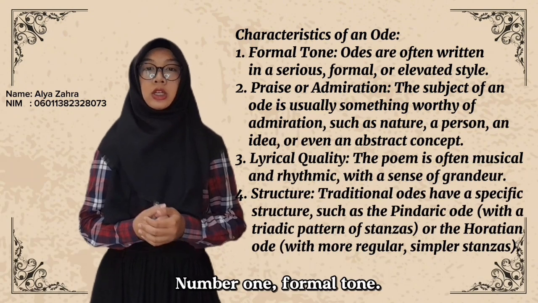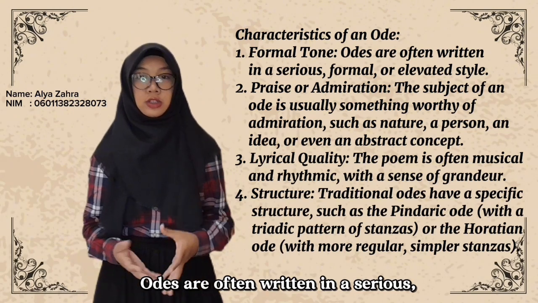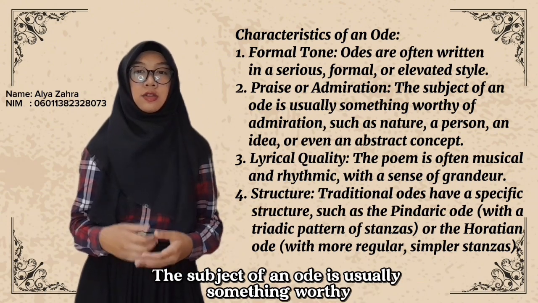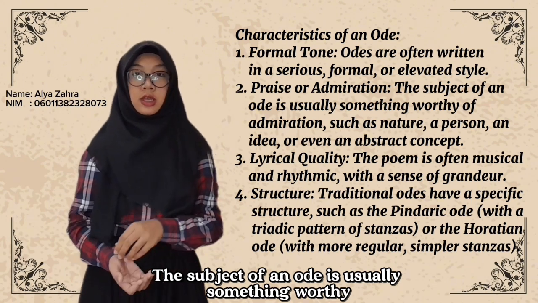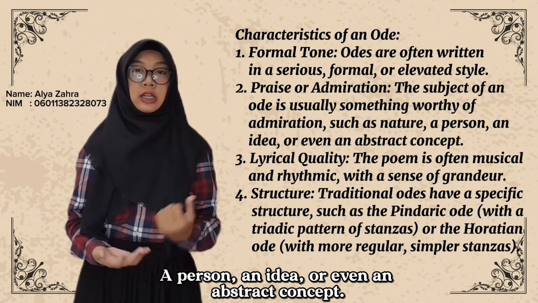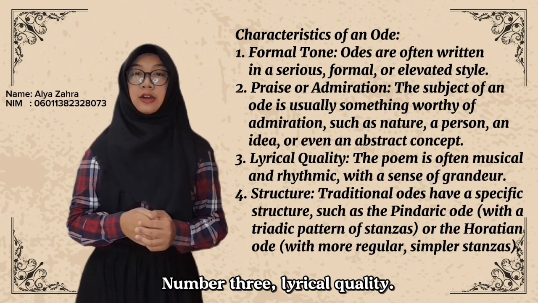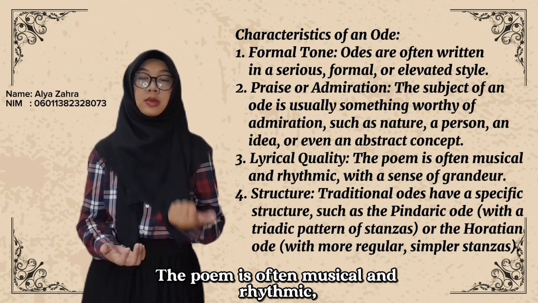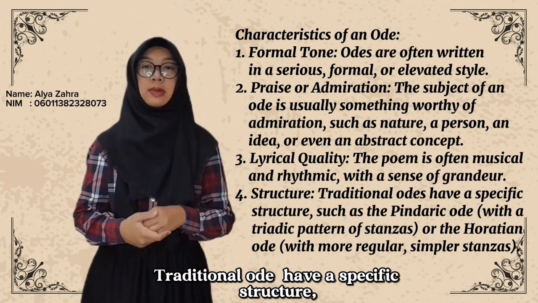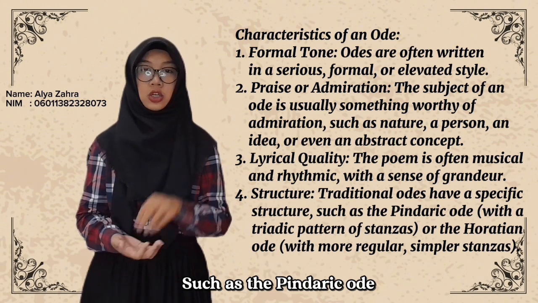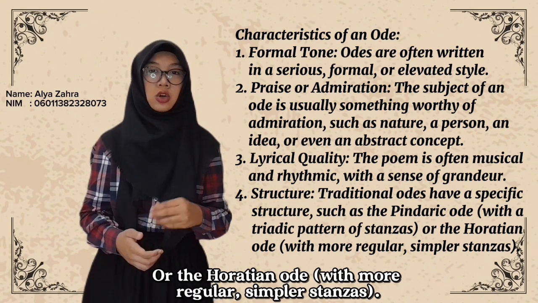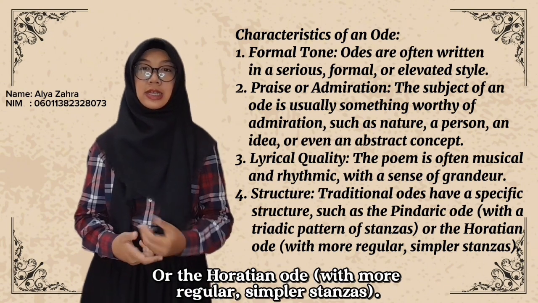Number 1, formal tone. Odes are often written in a serious, formal, or elevated style. Number 2, praise or admiration. The subject of an ode is usually something worthy of admiration, such as nature, a person, an idea, or even an abstract concept. Number 3, lyrical quality. The poem is often musical and rhythmic with a sense of grandeur. Number 4, structure. Traditional odes have a specific structure, such as the Pindaric ode, with a triadic pattern of stanzas, or the Horatian ode with more regular, simpler stanzas.